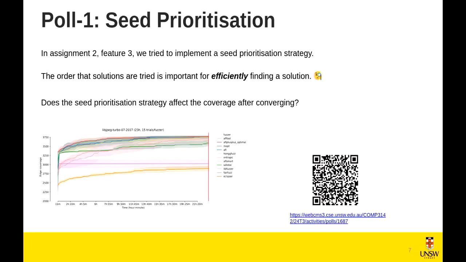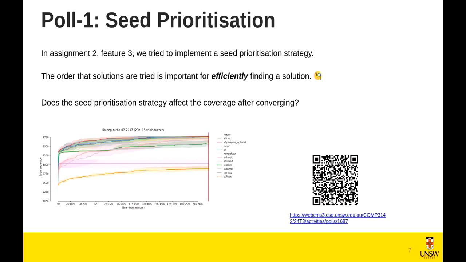And let's think about a heuristic, a strategy we have encountered before, like in assignment 2. In assignment 2 feature 3, we try to implement a seed prioritization strategy. Do you still remember what is seed prioritization? Seed prioritization means exactly the thing we mentioned in our previous slide. The order in which solutions are tried is important for efficiently finding a solution. So we have a queue of seeds. Seed prioritization deals with the problem of which seed to use next.